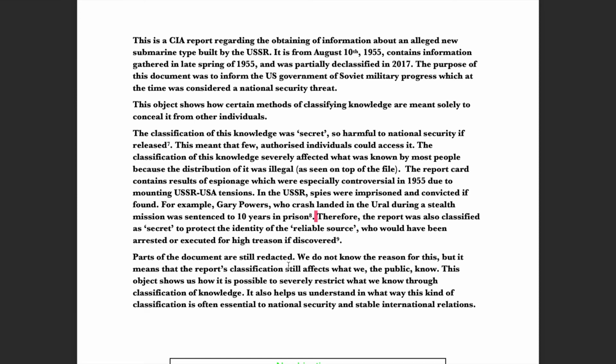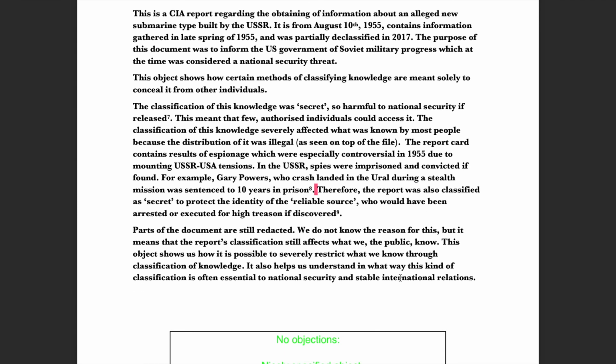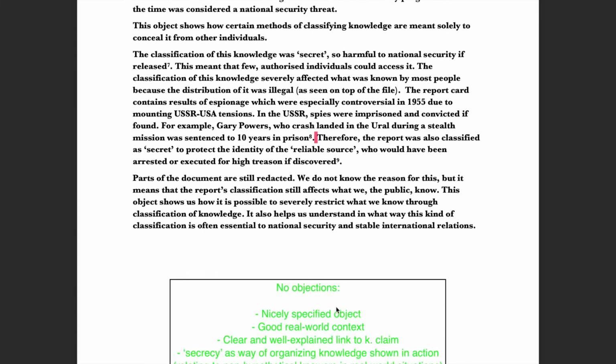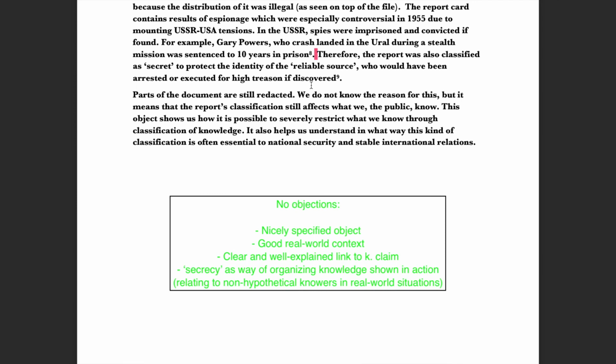However, this is totally correct, and the examiner really liked this. There are actually no objections to object 3. This was basically a perfect object. It was nicely specified. The real world context was there and was appropriate. The link to my knowledge claim was clear and well explained. And additionally, secrecy as a way of organizing knowledge was shown in action, so basically relating to non-hypothetical knowers in real world situations.